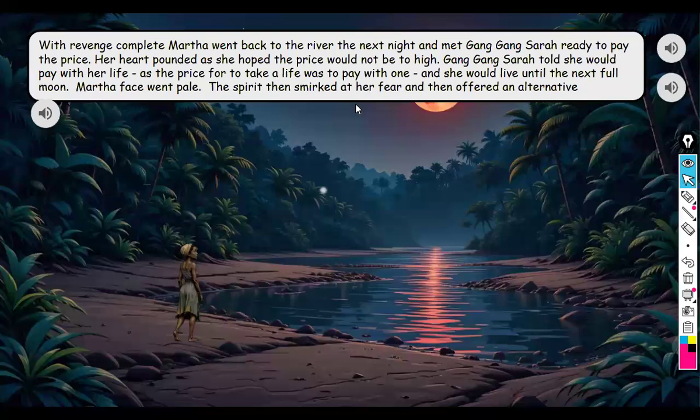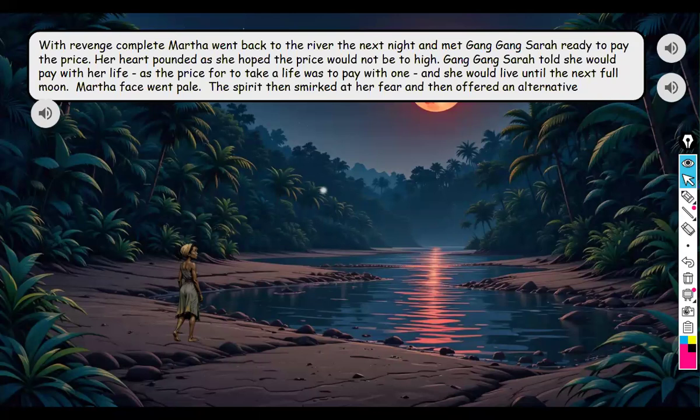Now remember, Martha made a deal with Gang Sarah. With revenge complete, Martha went back to the river the next night and met Gang Sarah, ready to pay the price. Her heart pounded as she hoped the price would not be too high. Gang Sarah told her she would pay with her life, as the price to take a life was to pay with one, and she would live until the next full moon. Martha's face went pale. The spirit then smirked at her fear and offered an alternative.